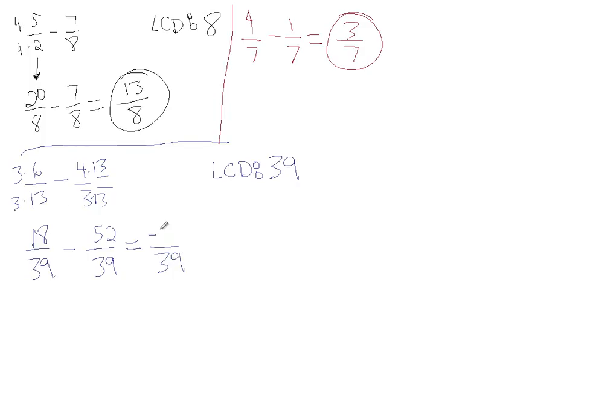Now here we run across the only difference between adding and subtracting rational numbers. Subtracting rational numbers, if the second fraction is bigger than the first fraction, we're going to have a negative answer. And that's the only difference we need to look for. We need to be careful with our signs. Our answer is a minus 34/39.